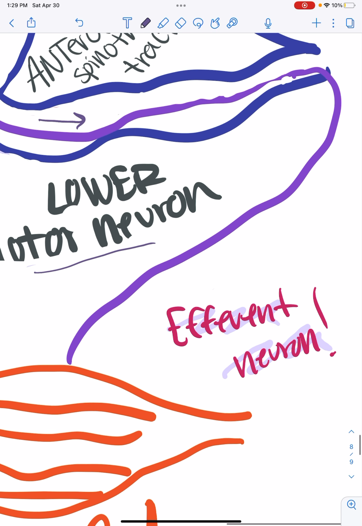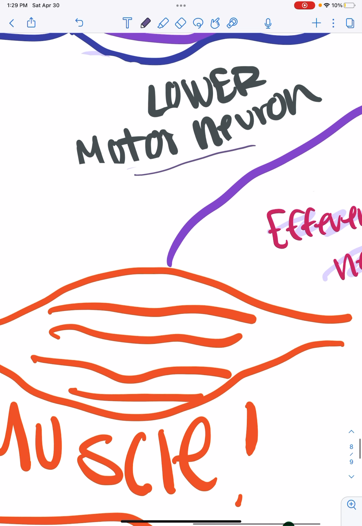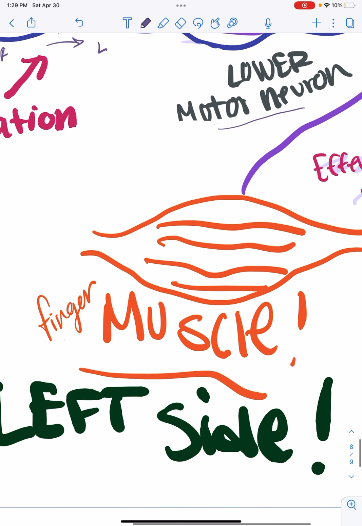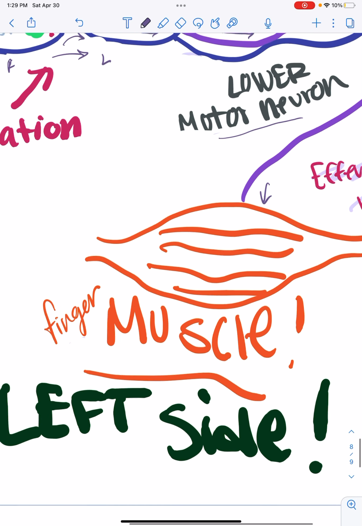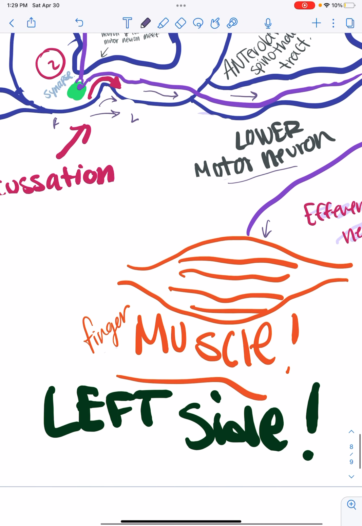We go through, and this neuron is also efferent, as it's motor based. Then we finally reach our muscle, and to be exact, we meet the left side of our body, so our left finger muscle. And that's how it all works.